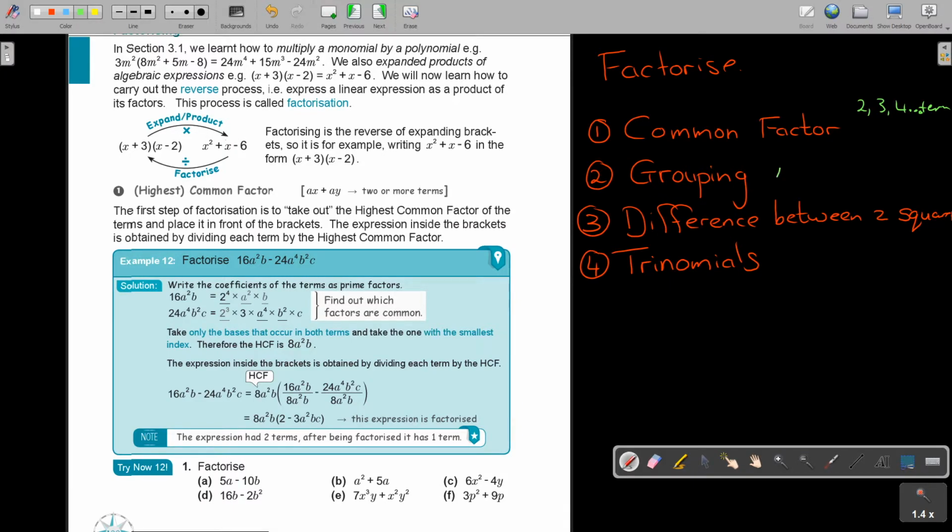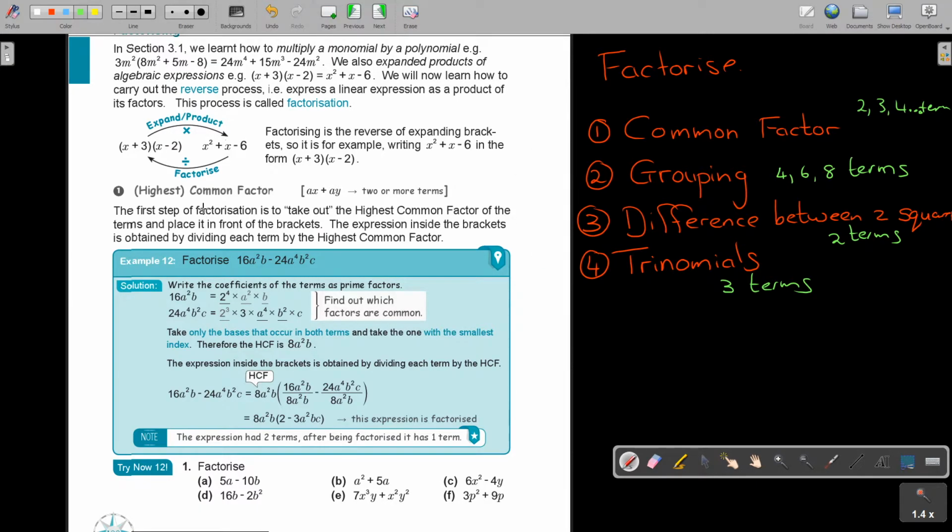Grouping is usually having 4 or 6, not usually, but it can have 8 terms. Difference between two squares is just having 2 terms. And trinomials will always have 3 terms. So I'll show you now, and then we're going to try to fit it into these 4.